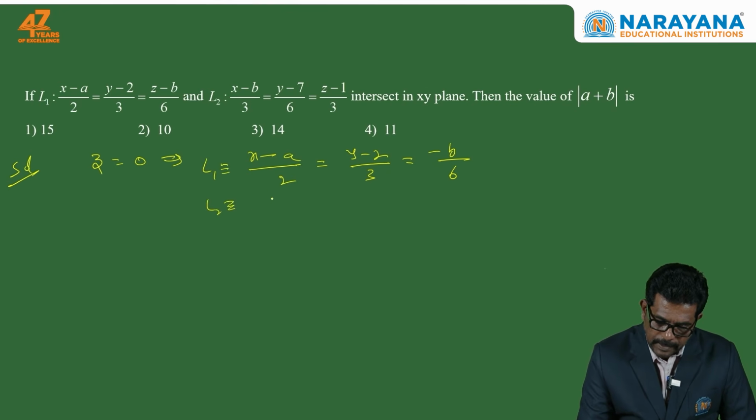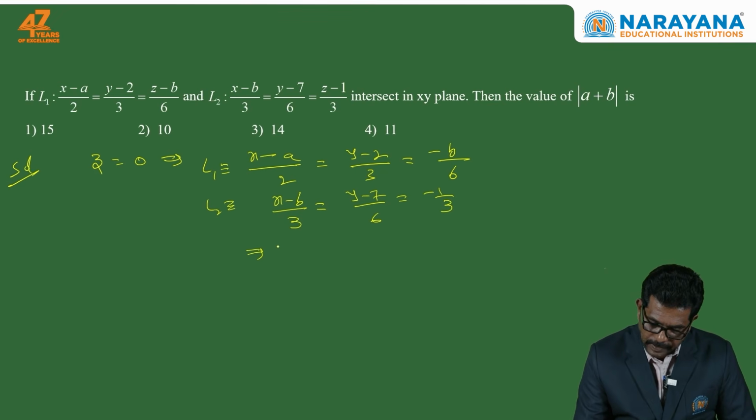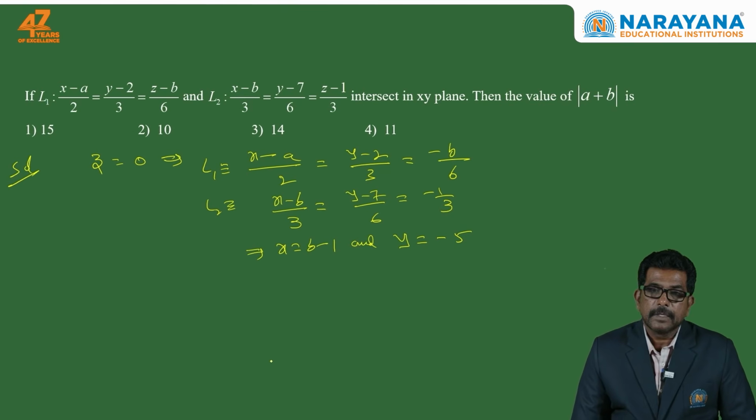and the second line becomes x minus b by 3 is equal to y minus 7 by 6 is equal to minus 1 by 3. By solving these two, x minus b by 3 is equal to minus 1 by 3 means x is equal to b minus 1, and y is equal to minus 2 plus 7, minus 5. Y is equal to minus 5.